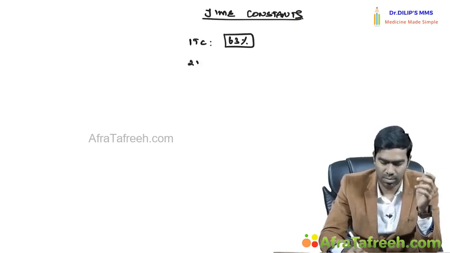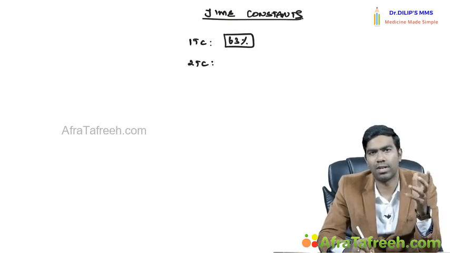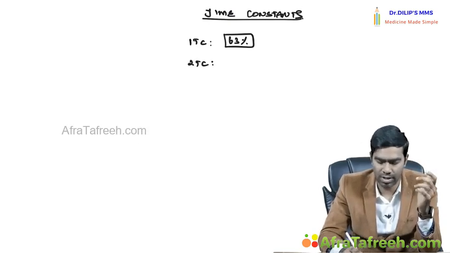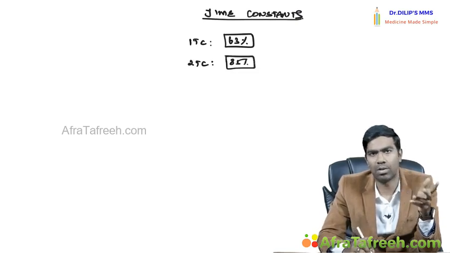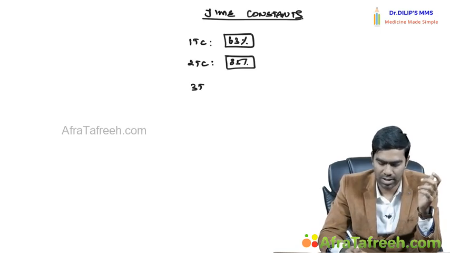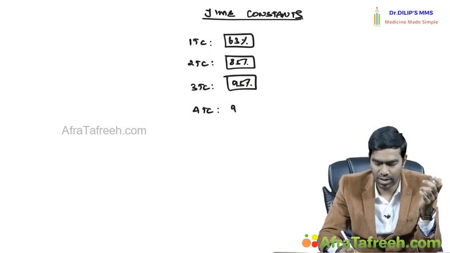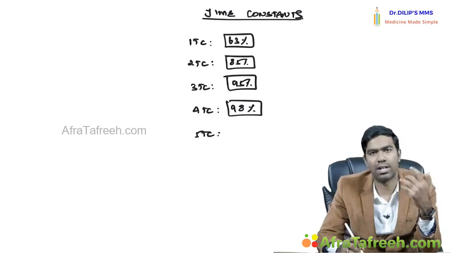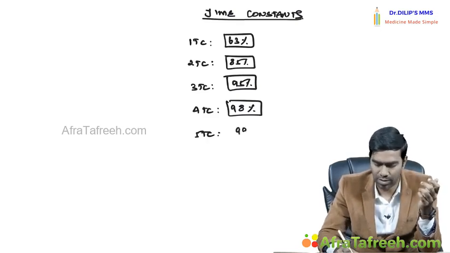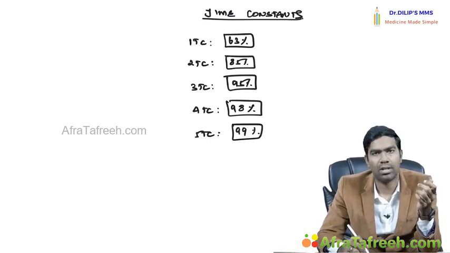Similarly, two time constants is defined as the time taken to inflate or deflate 85% of the volume of the lung. Three time constants is defined as the time taken to inflate or deflate 95% of the lung volume, four time constants is 98% of the lung volume, and five time constants is 99% of the lung volume. So this is what we define as time constants.